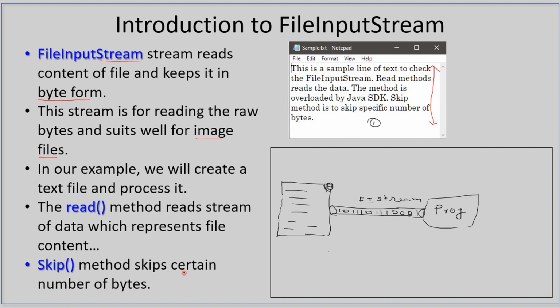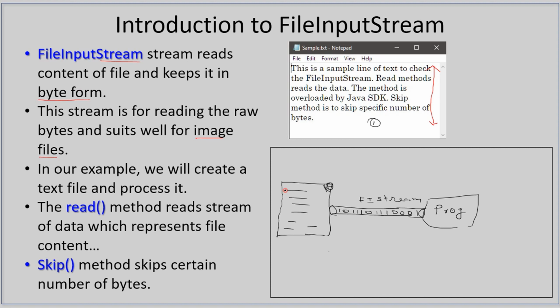Skip method skips a certain number of bytes. So there are methods like read, skip, and close. So once you are done with the file input stream, you can make a call to close method. And the skip method skips a certain number of bytes.